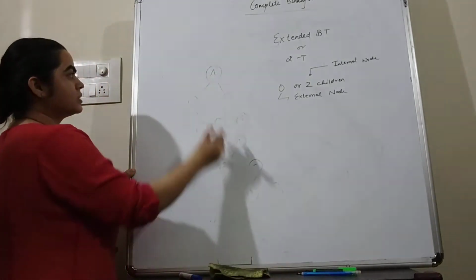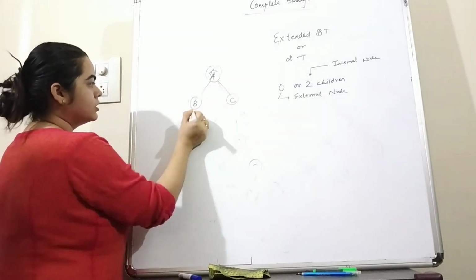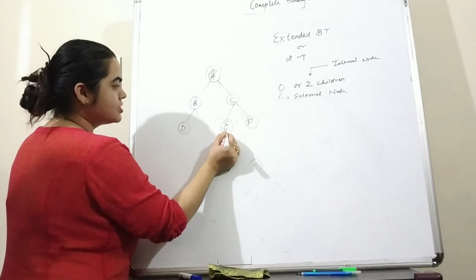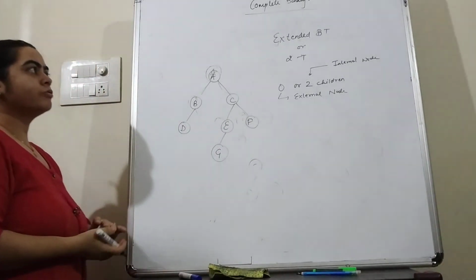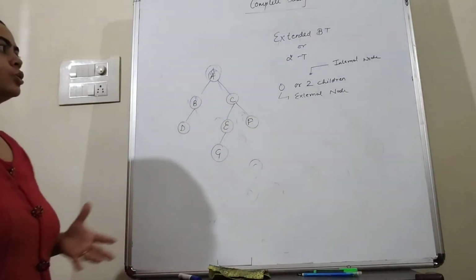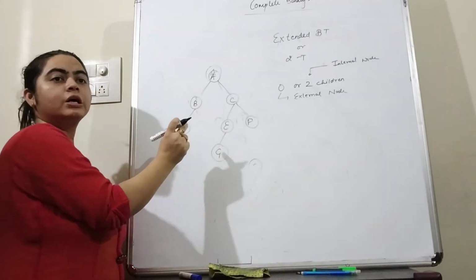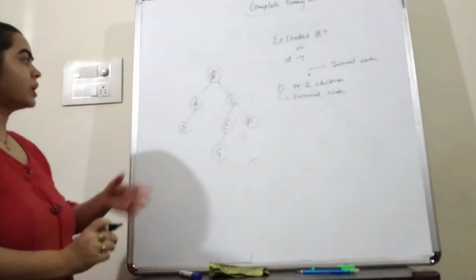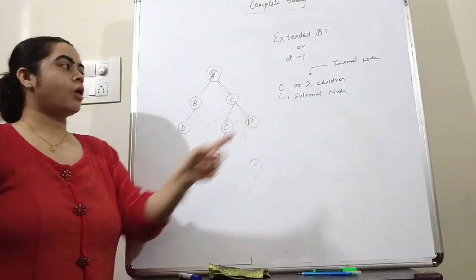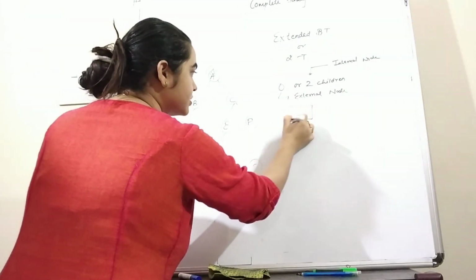See, suppose this is the tree A, B, C, D, E, F and G. Now we have to convert this tree into the extended binary tree or the 2 tree. So we have to fill the empty subtree with the null value. That means we have to fill this empty subtree with the external node, and in an extended binary tree we can represent an external node with a sphere.